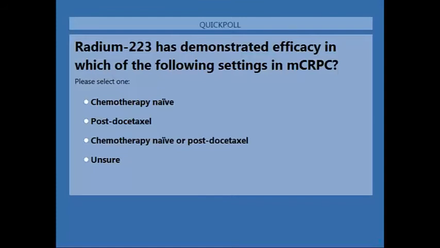And we have a pre-assessment question number 2 with radium about whether or not it might have demonstrated efficacy in the chemotherapy naive population, post-docetaxel, both or unsure. And so we'll try to cover that.